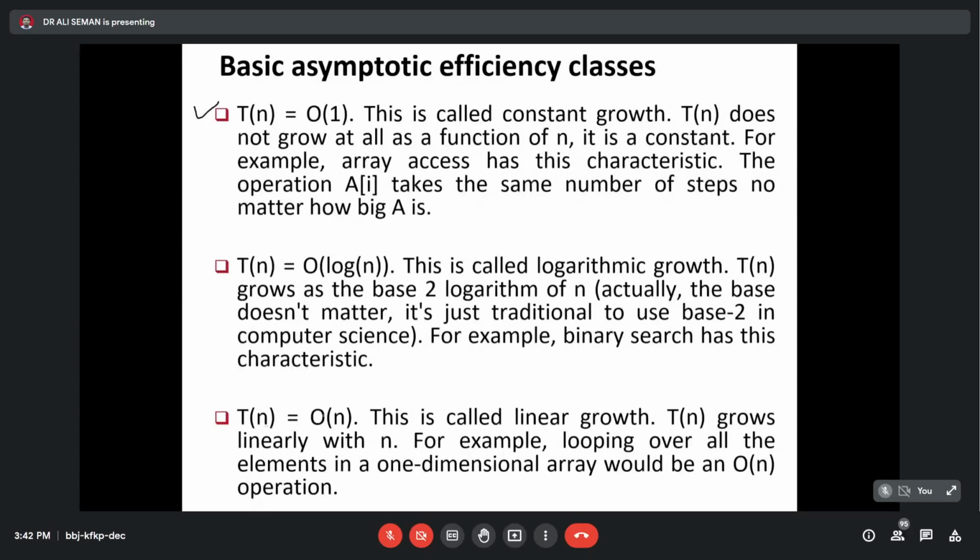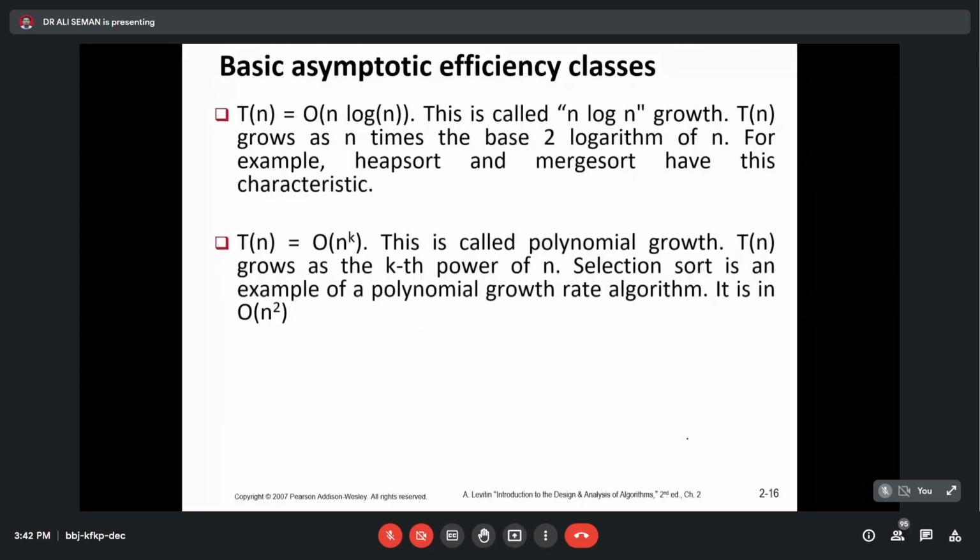And third is T of n equal to big O of n. This is called linear growth. T of n grows linearly with n. For example, looping over all the elements in a one-dimensional array would be an O(n) operation. And next is n times log n. This is called n log n growth. T of n grows as n times the base 2 logarithm of n. For example, heap sort and merge sort have this characteristic.